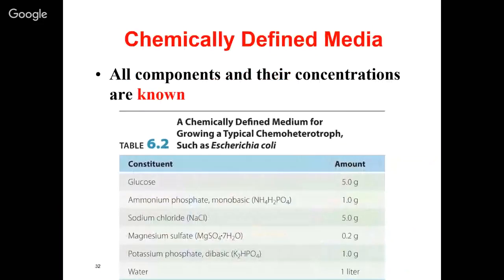Okay, chemically defined agars: all components and their concentrations are known, right? So like we add glucose, ammonium sulfate, sodium chloride. Basically we're adding components to it, and we know the actual amounts of the stuff in there. And by knowing that, we also know how it's going to affect biological growth. It's going to help control and show us how it's growing. That's chemically defined, or known stuff. Okay. Is that good? Okay.